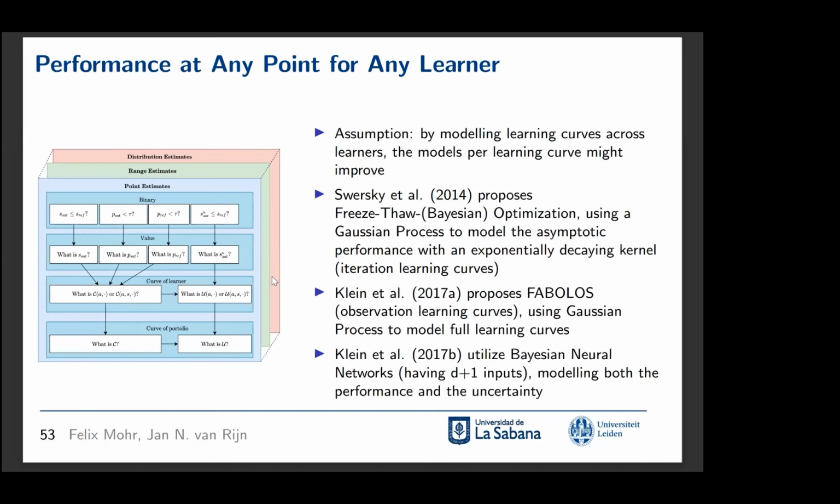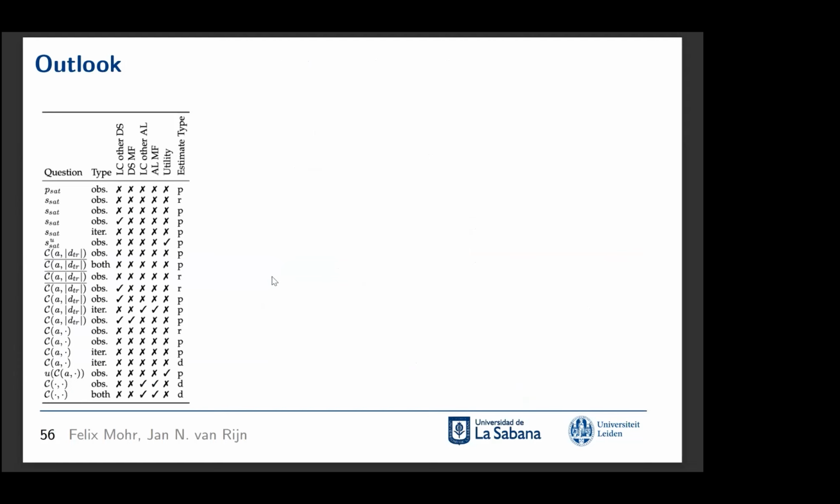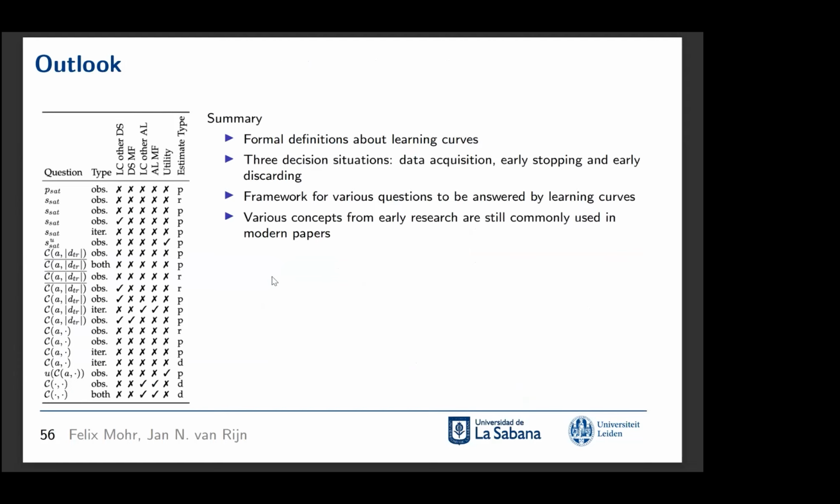Please do talk to us about this offline. I think the most promising or most interesting learning curve models are the models that not just model a single learning curve, but are able to generalize across learners with different hyperparameter configurations. And three examples that utilize this are Freeze-Thaw Bayesian optimization, Fabolas, and using learning curves with Bayesian neural networks. These are really the most interesting figures, but I'm going to skip over them.